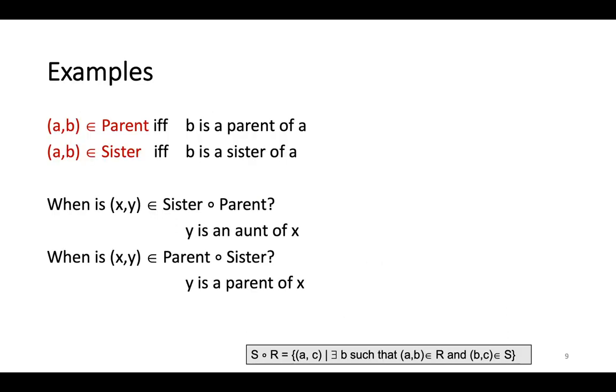So here are examples. We have the parent relation and the sister relation, and sister circle parent, which means sister of parent. We know that is aunt. So A is an aunt of X. The next one is a different order, parent circle sister. As I said, we can simply say this is parent of sister. So that is parent again. So Y is the parent of X.